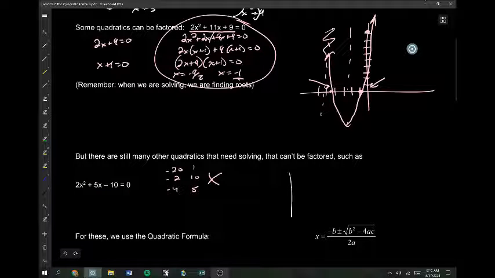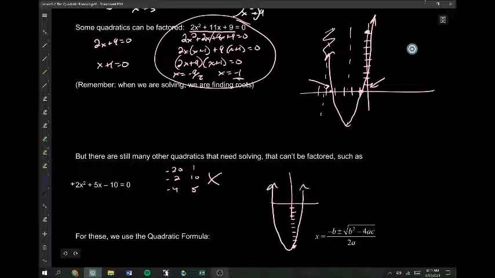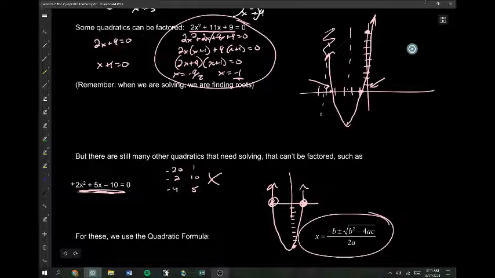I know it can be solved because the y-intercept is negative. It's way down here, but the graph is pointing upwards because the a value is positive. So something like this is happening, which means there are roots somewhere. And since there are roots somewhere, this equation can be solved. If you have an equation that can be solved but cannot be factored, we're going to use the quadratic formula.